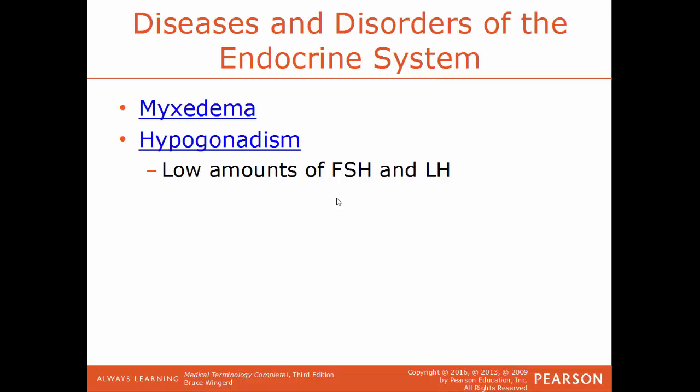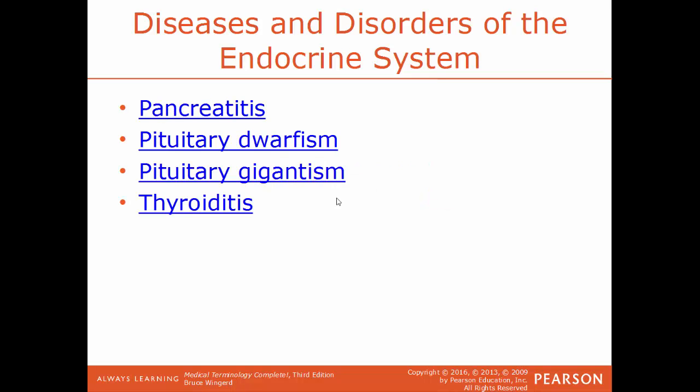And the next term here, hypogonadism. This is the abnormally low production of hormones produced by the gonads, FSH and LH for example, but this applies to any hormone made by the gonads. Pancreatitis is the inflammation of the pancreas. Our next term, pituitary dwarfism.